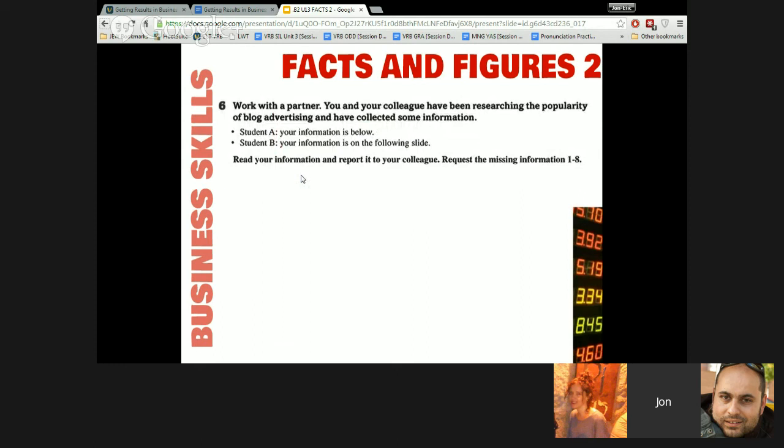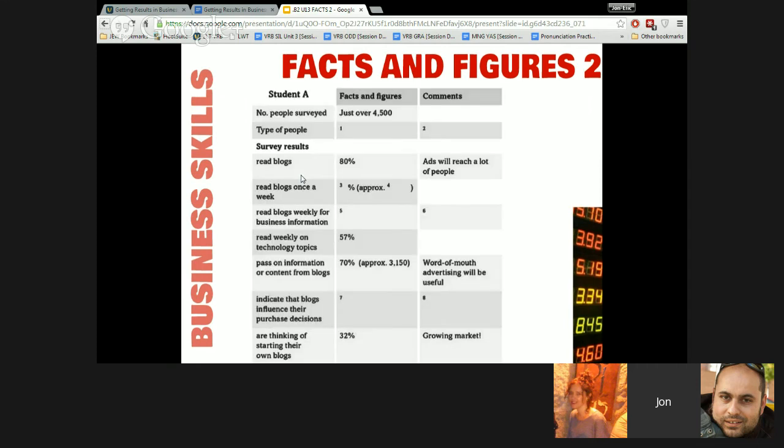Let's see if we can do this in a similar way. You've got to use some of those key expressions you learned. I'll try to help you out with it. You and your colleague, that's Rebecca and Daniel, have been researching the popularity of blog advertising and have collected some data.